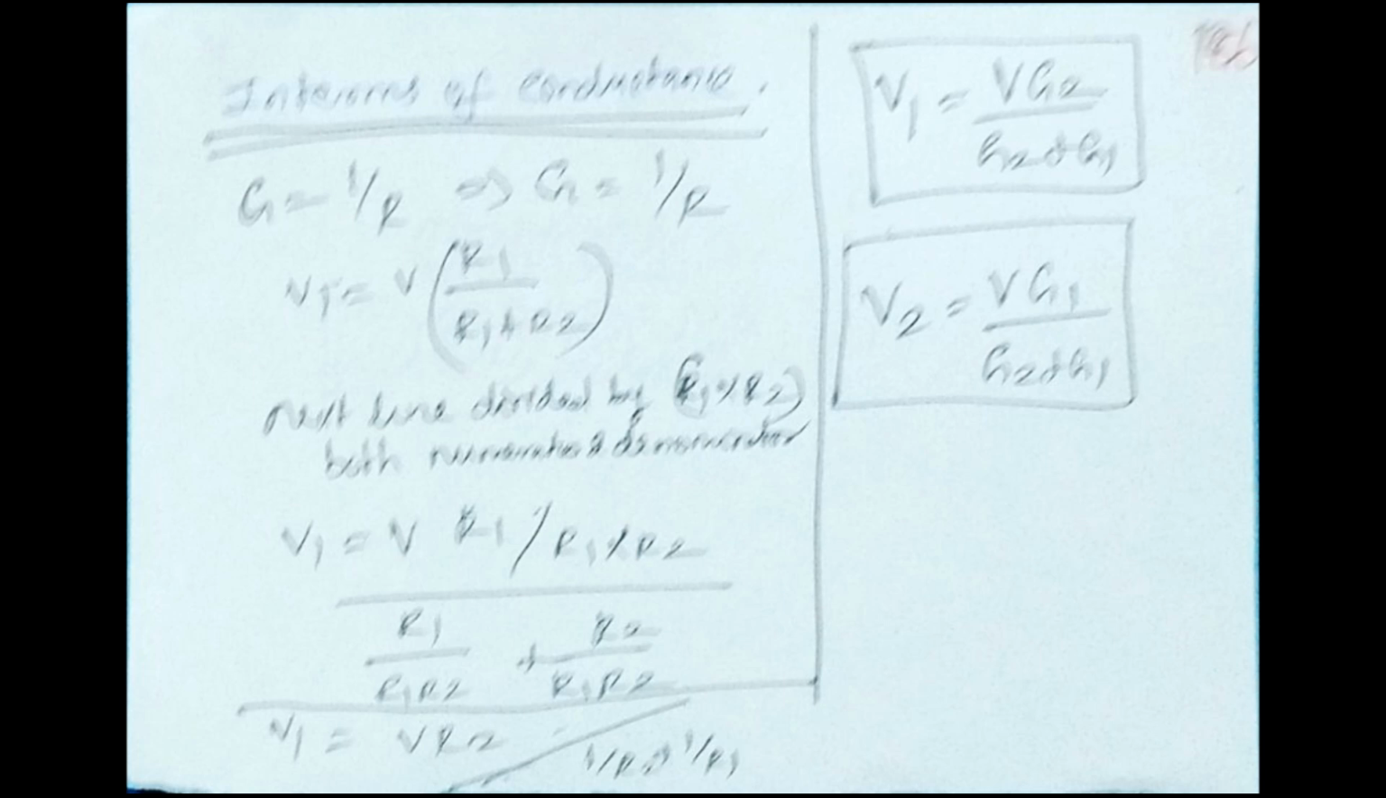We get V1 is equal to V G2 divided by G2 plus G1, and V2 is equal to V G1 divided by G2 plus G1. That is the voltage division rule in terms of conductance.